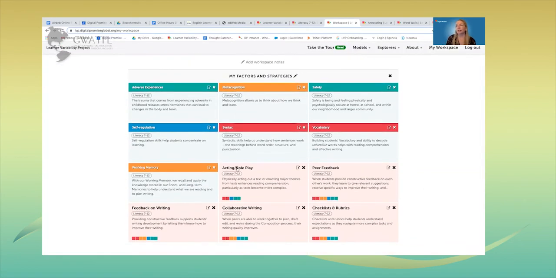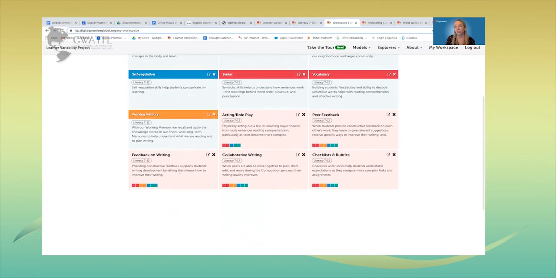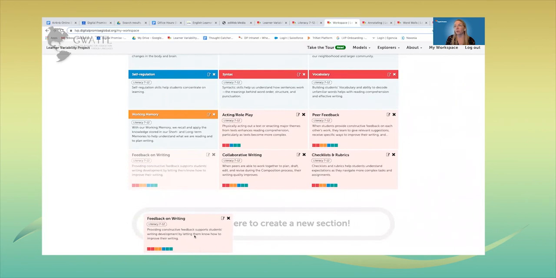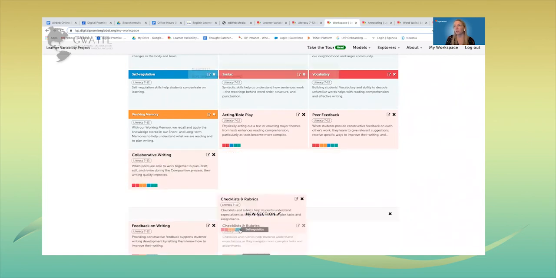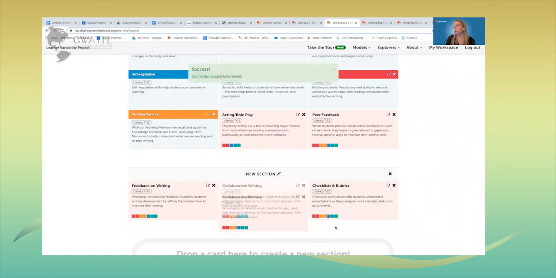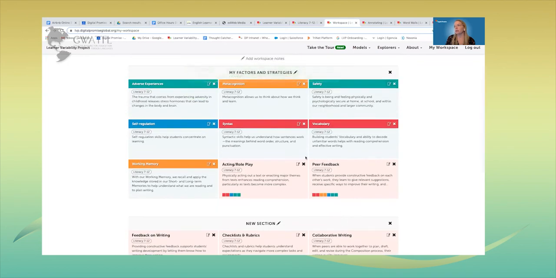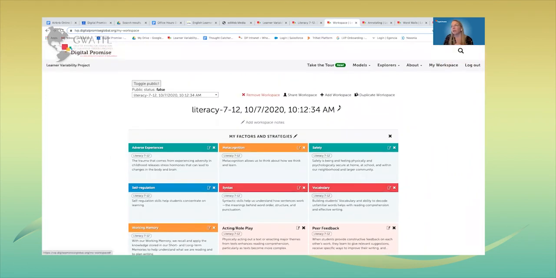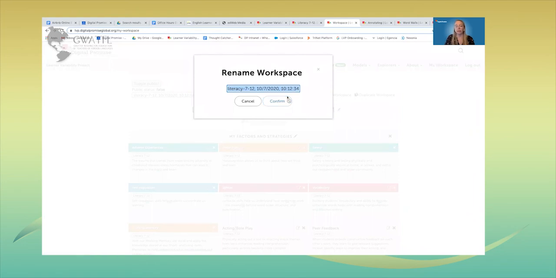And now you can see the workspace I created. I have all my factor cards here and all my strategy cards here. You can move these around and organize them into sections, group them together however you see fit. You can make little annotations about why you picked this factor and why you think it's important. You can add notes here. You can relabel this.